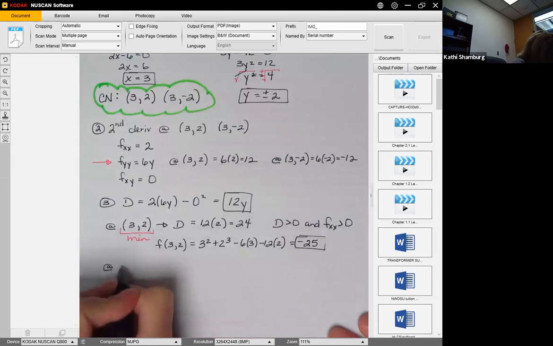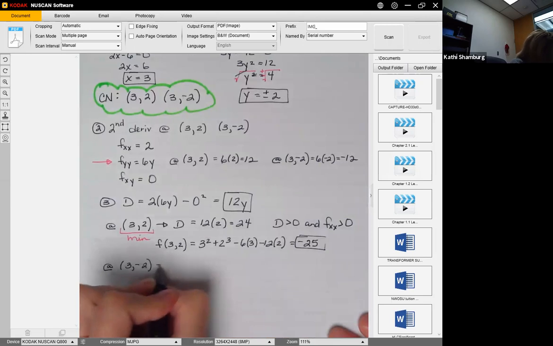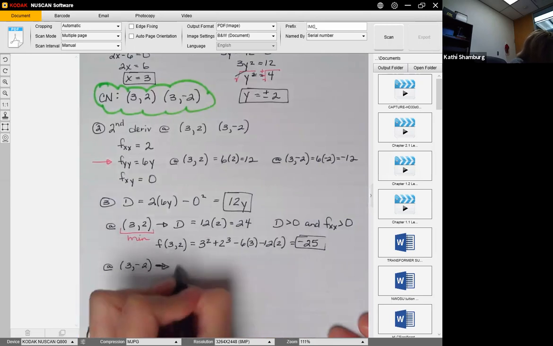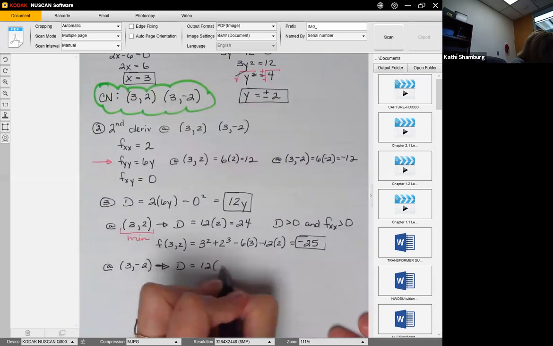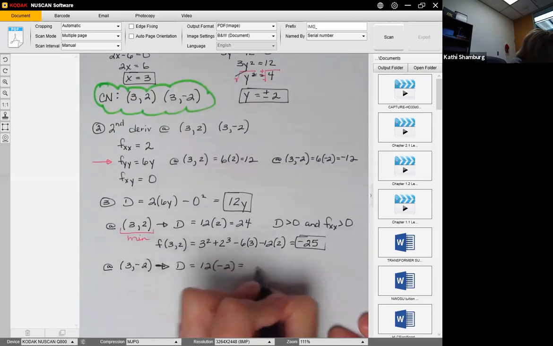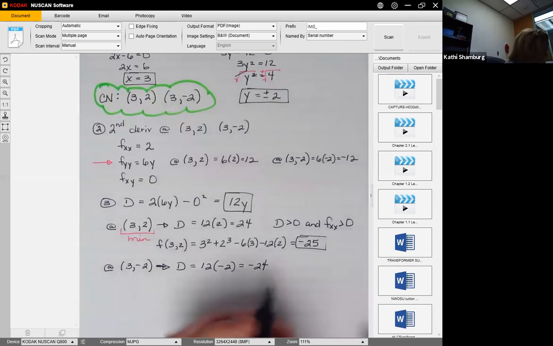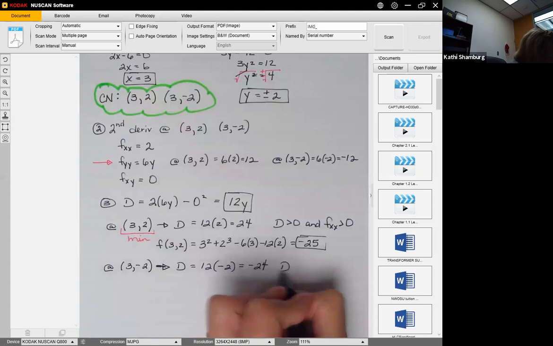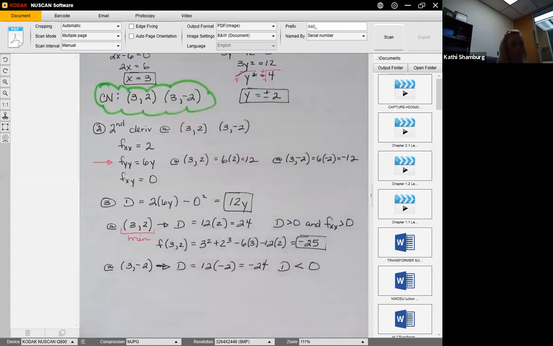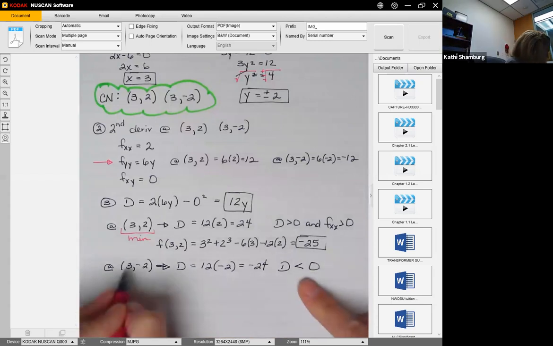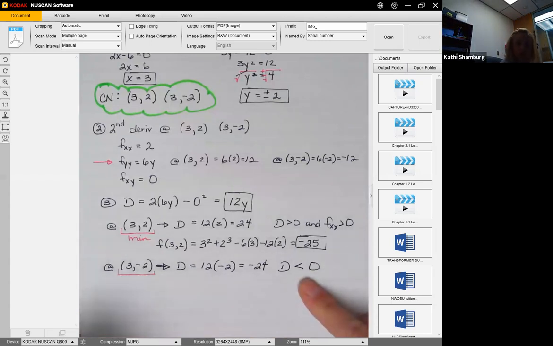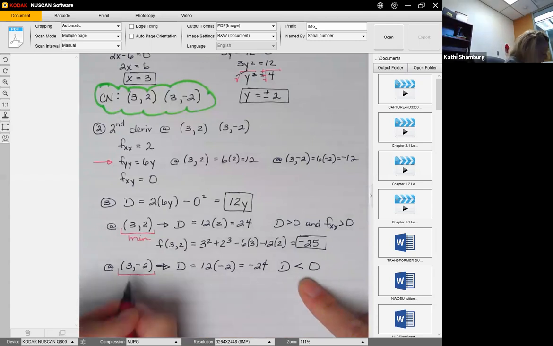All right, we now also have to do it for critical number 3, negative 2. So my D is equal to 12 times negative 2, which is negative 24. Now, this is a negative number, so D is less than 0. So I don't even have to consider f_xx. As soon as D gives me a value that is less than 0, I know that this is a saddle point.